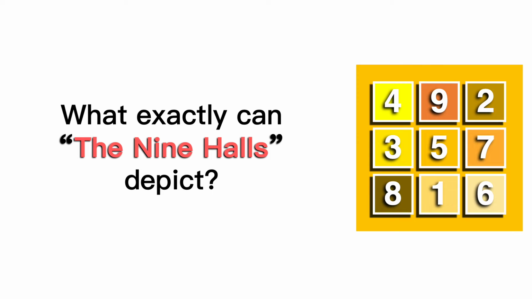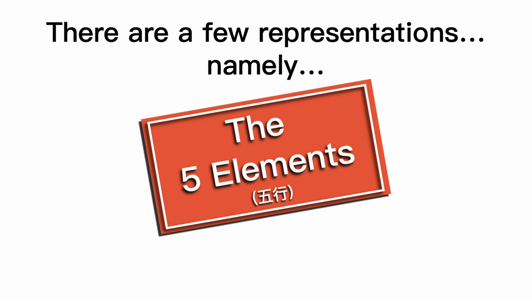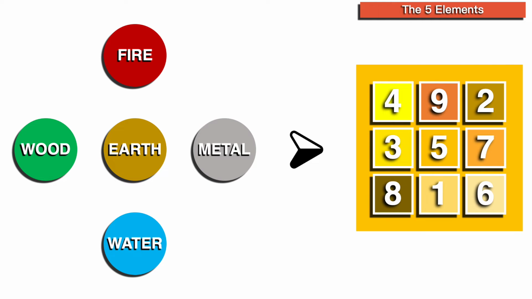So what exactly can the 9 halls depict? There are a few representations, namely the 5 elements. What exactly are the 5 elements? They are earth, the element of metal, the element of wood, the element of water, and fire.